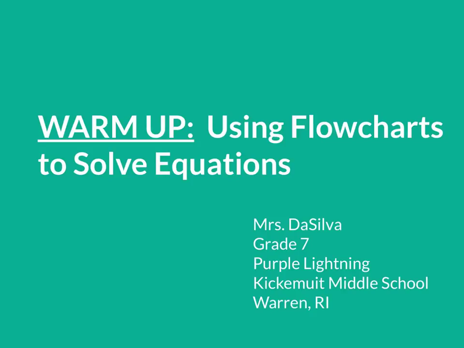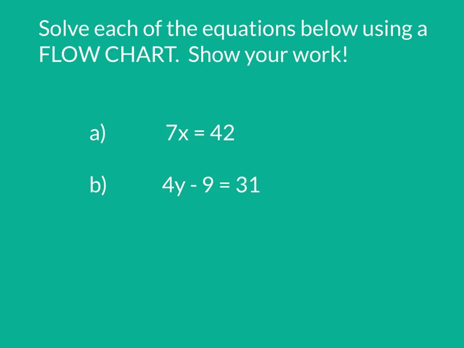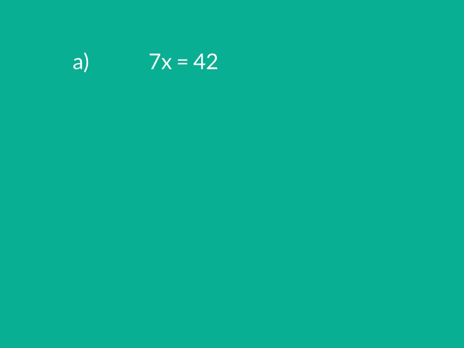In today's video, we're going to be using those flowcharts that you've been working with to help you solve equations. So here we are. These, of course, are directions. We have to make sure that we're using a flowchart, and we have these two equations to solve. So here we are in the first one, 7x equals 42. Now, I'm well aware that many of you probably already know the answer to that, but that's good because then you know if you're doing this right or wrong.